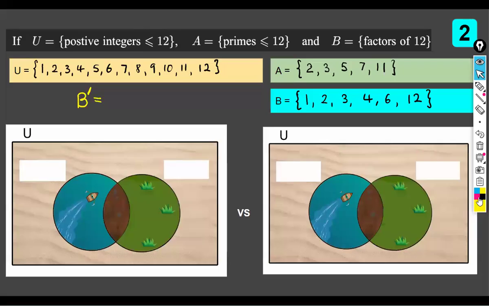So who is B, right? B is 1, 2, 3, 4, 6, and 12. So who is not B? Then everyone who I didn't underline. So the answer for this one would be, and I have to put my little squiggly brackets, 5, 7, 8, 9, 10, and 11.